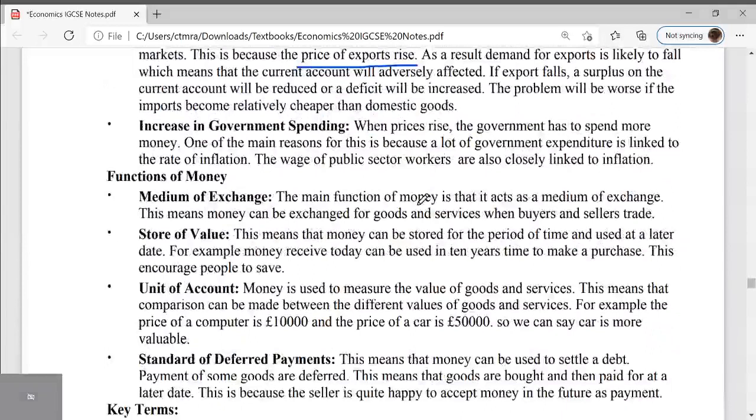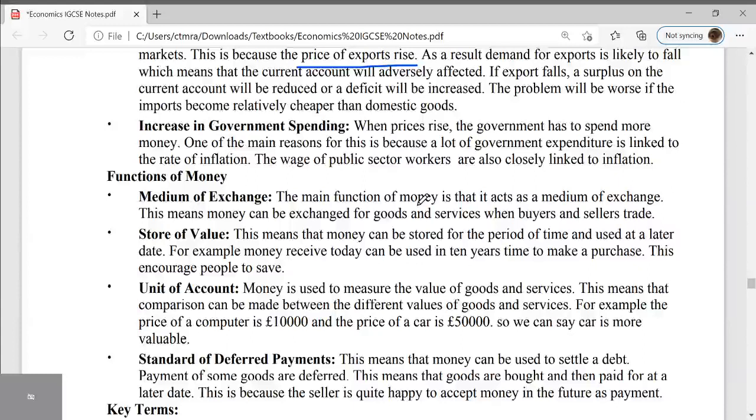Okay, so let's discuss this topic. It's the function of money, and how it is affected by inflation. Okay, so medium of exchange. Money has lots of qualities, and we're discussing four of them over here. One of the main functions of money is that we use it as a medium of exchange. This means money can be exchanged for goods and services when buyers and sellers are trading.